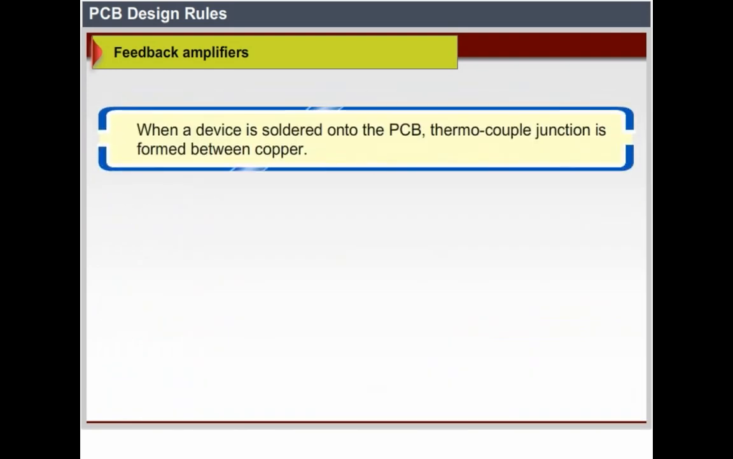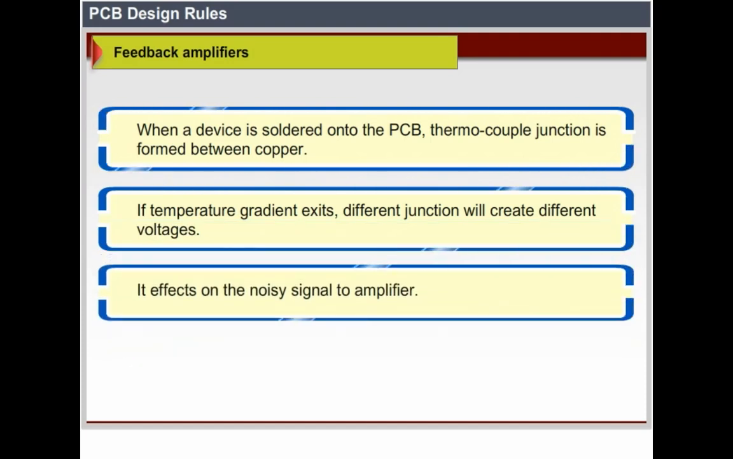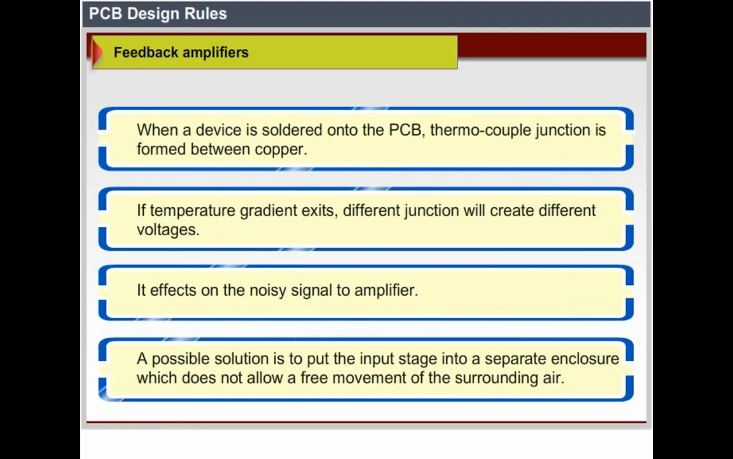When a device is soldered onto the PCB, a thermocouple junction is formed between copper and the lead. If a temperature gradient exists, then different junctions will create different voltages. It affects the noise signal to the amplifier. A possible solution is to put the input stage into a separate enclosure which does not allow free movement of surrounding air.